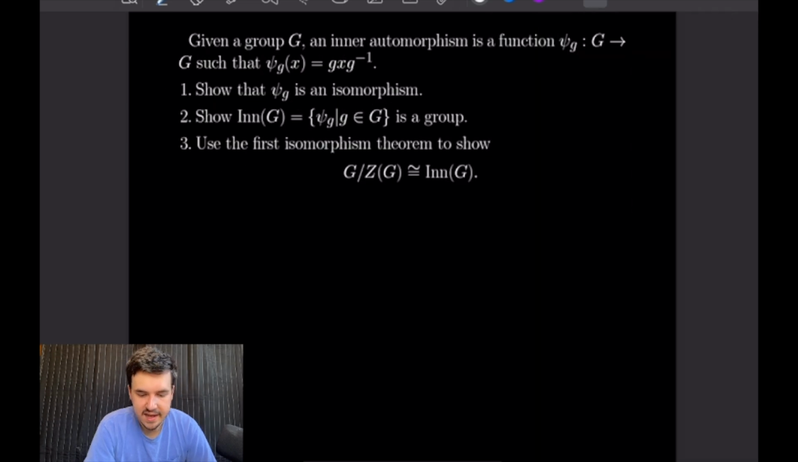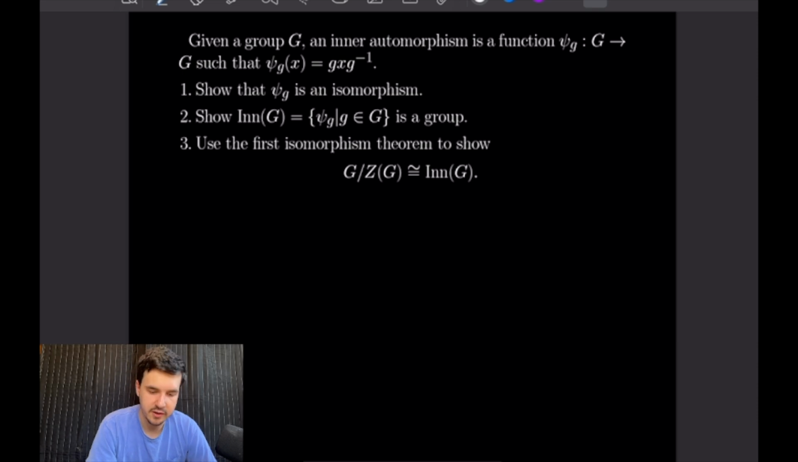So for this one, we are given a group G, and they have given us a definition for an inner automorphism, which we haven't explicitly talked about in the lecture videos, but it is defined for you here. So an inner automorphism is a function which we've called psi sub G, which goes from G to itself, such that psi sub G of x is equal to this conjugation action by G, where we have G x G inverse.